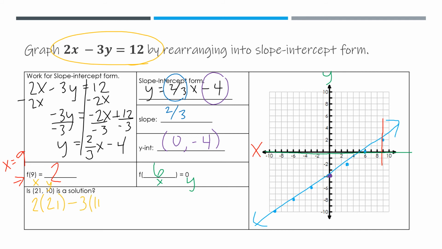So 2 times 21 minus 3 times 10, does that equal 12? So 2 times 21 is 42, minus 30, does that equal 12? And it does. 42 minus 30 is 12, and 12 equals 12. So yes, that point would be on the line, and yes, it is a solution.